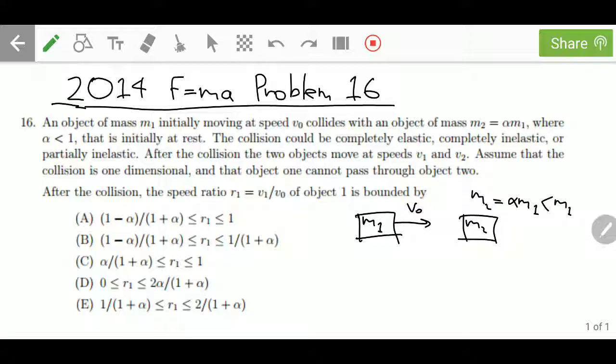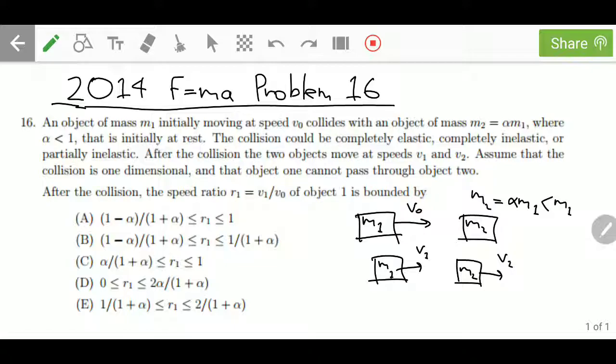However, alpha is ultimately a fixed quantity for this problem. And then we're told that the collision could be completely elastic, completely inelastic, or partially inelastic. And so we have a spectrum of possible collisions. And then we're told that afterward the objects move at some speeds v1 and v2. And we're told that the collision is one-dimensional and object 1 cannot pass through object 2, standard sort of restrictions for a simple collision problem.